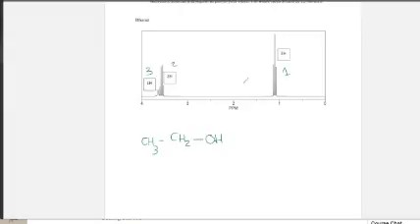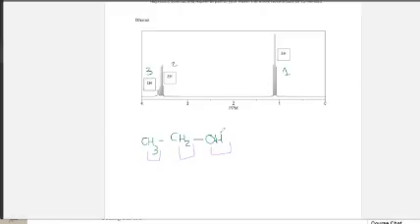If we look at the integration, we can see that there is a 3H, which I will pick a different color for. There is a 3H, there's a 2H, and a 1H. So the 3H comes from these three hydrogens, which are the ones in purple. The 2H comes from the two hydrogens here, and the 1H comes from the one hydrogen here. And so 3H is an integration of three hydrogens, 2H is an integration of two hydrogens, and 1H is an integration of just one hydrogen.